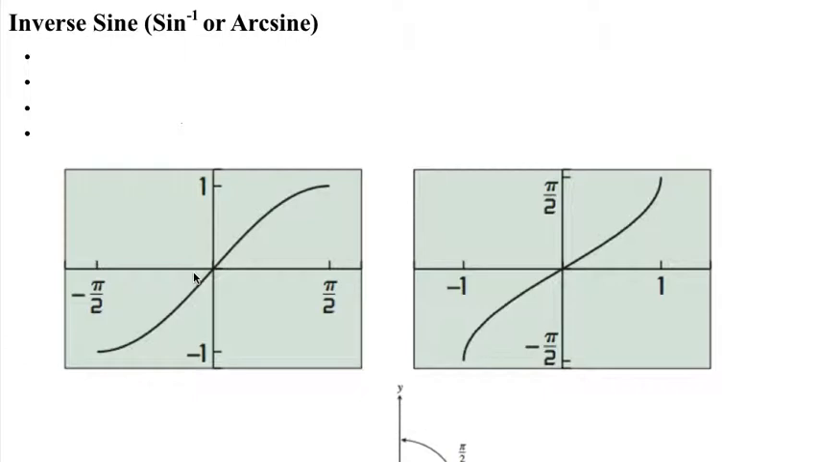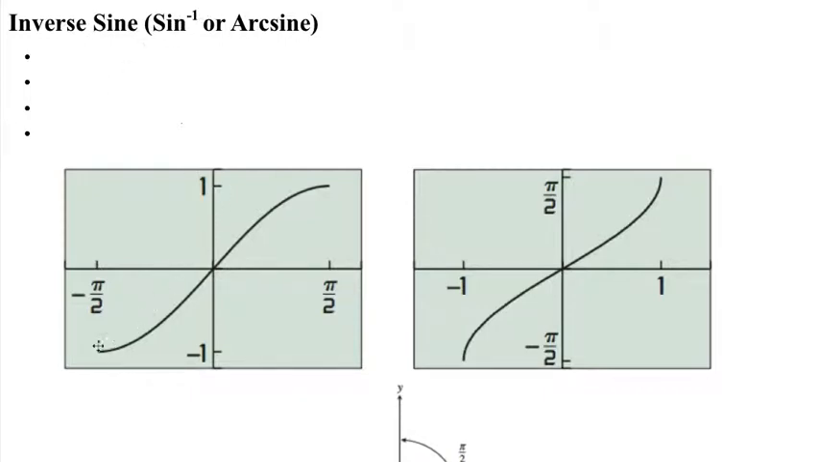So here's our first inverse trig function, the inverse sine function, also called the arc sine. You may see it represented either way. Most commonly you'll see the sine with the -1 exponent. That does not mean reciprocal. It does not mean sine to the -1 power. It is called the inverse sine.